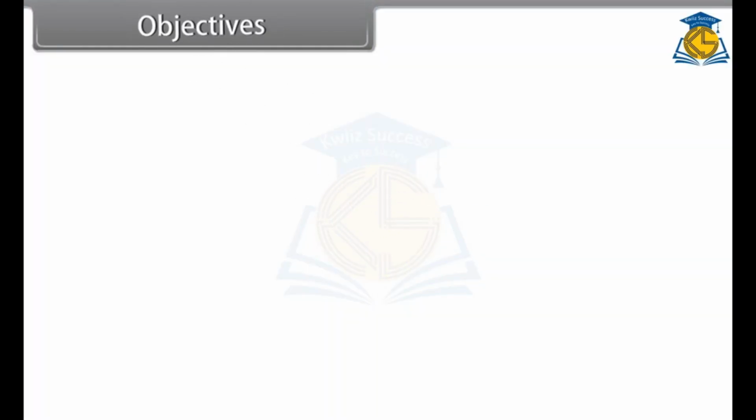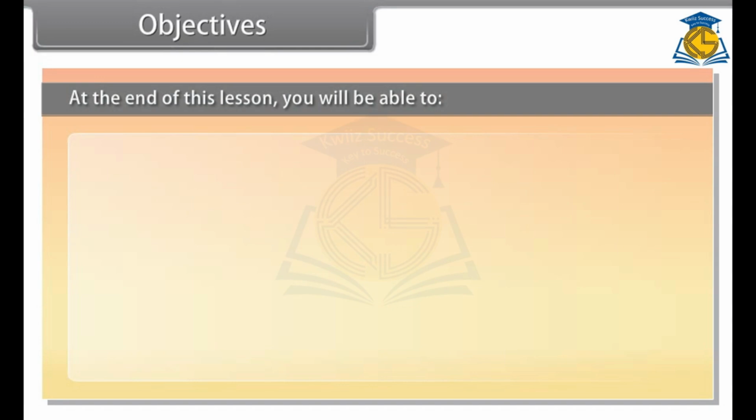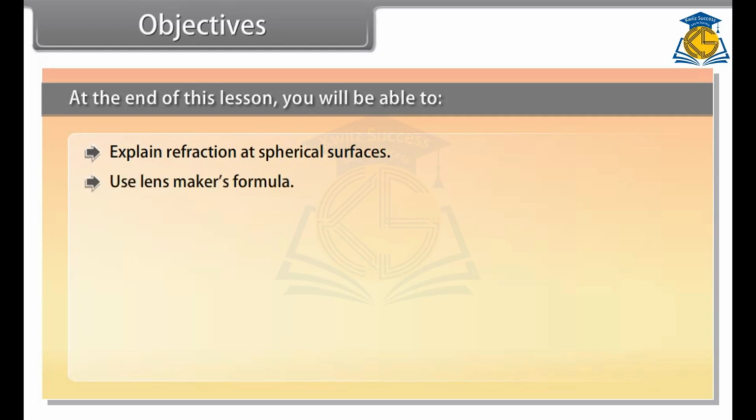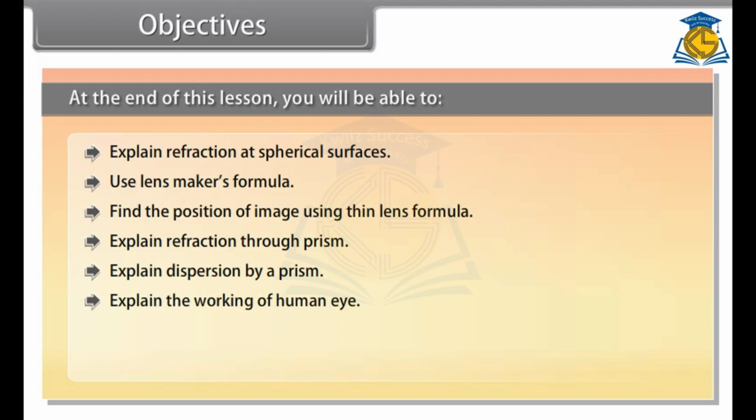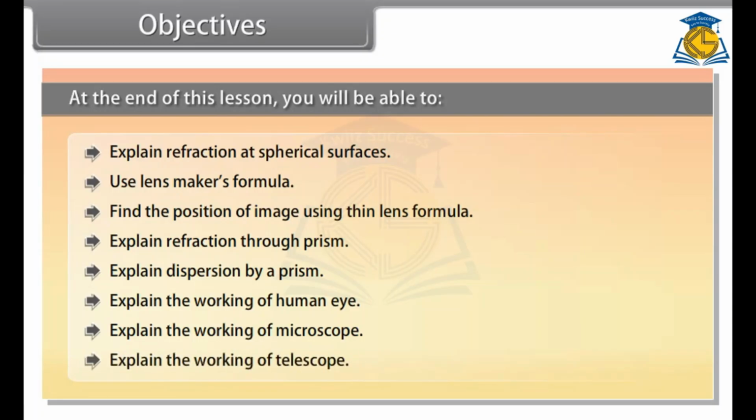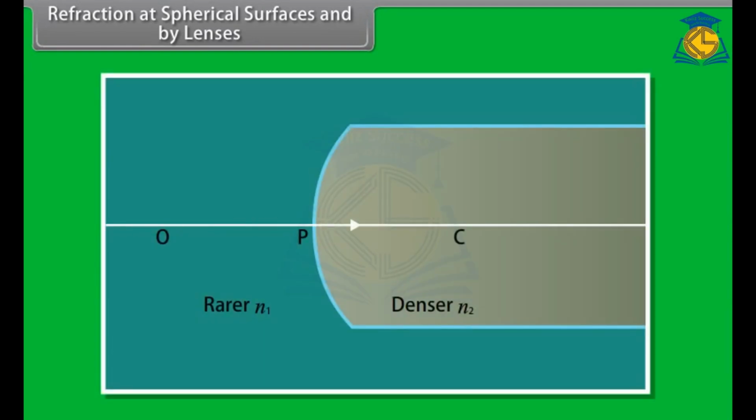Objectives. At the end of this lesson, you will be able to explain refraction at spherical surfaces, use lens maker's formula, find the position of image using thin lens formula, explain refraction through prism, explain dispersion by a prism, explain the working of human eye, explain the working of microscope, explain the working of telescope. Refraction at spherical surfaces and by lenses. Refraction at a spherical surface.